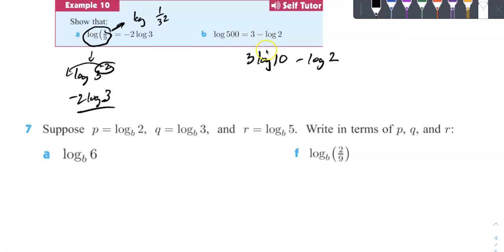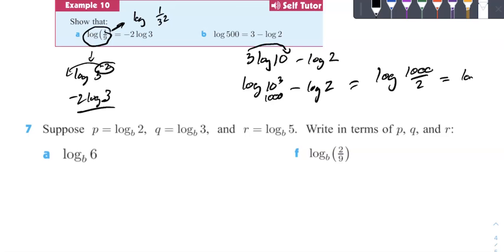Right, so again, if it has no base, it's a base of 10. So if you want to make this a 1, it's 10, which is just log of 10. There's a 3 right here. Before you combine it, make it a power. So log of 10 cubed, which is also just 1,000, minus 2. So subtract means divide, so I get log of 1,000 over 2, which is log of 500. And we have those two sides match.